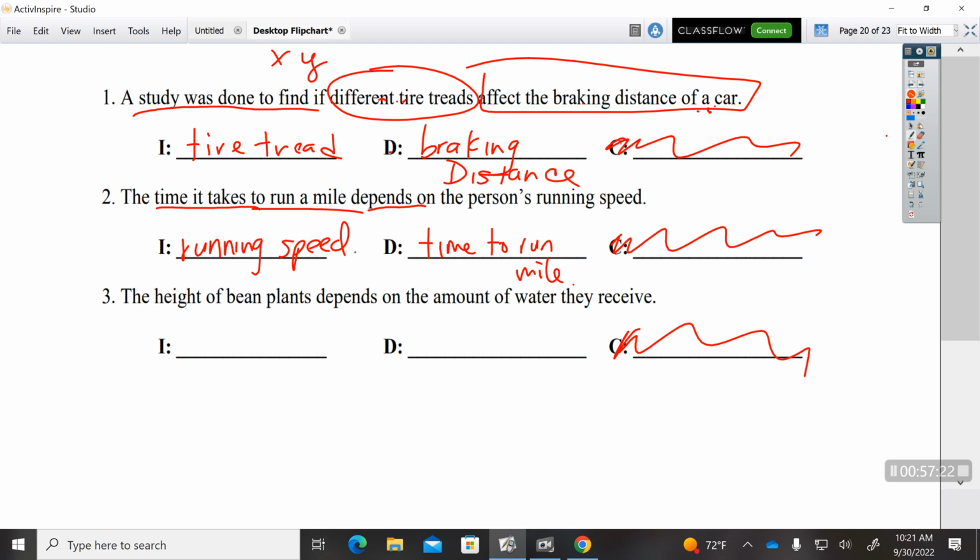You know, I said beans. Coincidence, there's a bean question there. But I didn't type it, so it has no farts in it. The height of the bean plant depends. Stop right there. Already I could put height of the bean plant as your dependent variable. Why? Because it says it depends. On what? On the amount of water they receive.